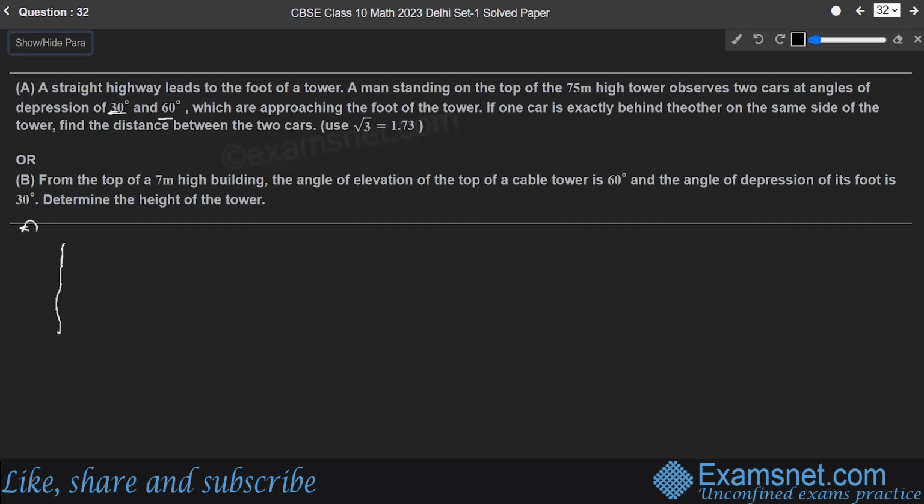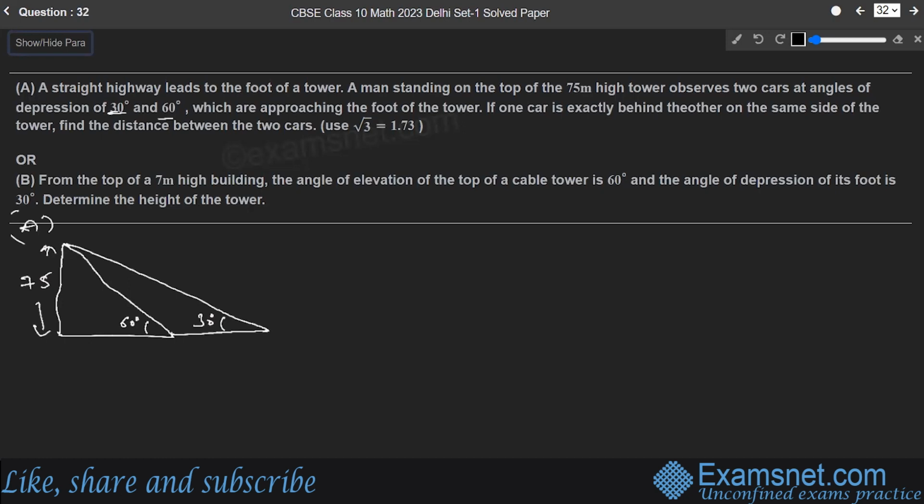We are doing the A part. We are making the tower. A man standing on the top of the 75-meter high tower. So the height of the tower is 75 meter as given. He observes two cars at angles of depression of 30 degree and 60 degree. So two angles should be created. That's what the angle of depression means. So this one will be 60 degree and this one will be 30 degree, because as far as you go the angle reduces. So the farther angle will be 30 degree.